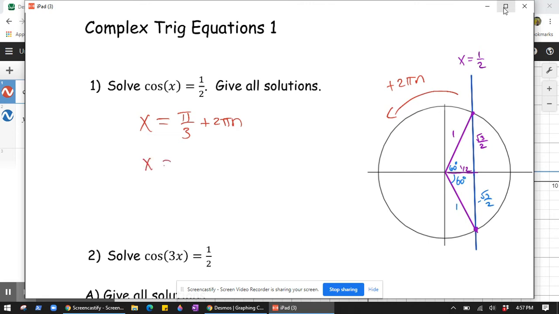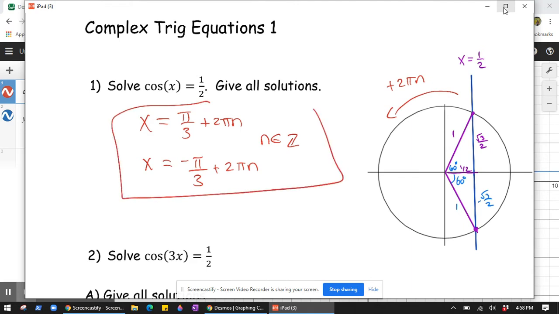And the ones in quadrant 4 rather, we can just use negative 60 degrees or negative pi/3 as a beginning angle, because we're giving all solutions as long as we add multiples of 2 pi. We'll have described all of them. So I'm going to just describe that angle as negative pi/3 plus multiples of 2 pi, and you want to ensure that your n there has to be an integer. Okay, so that gives all solutions.